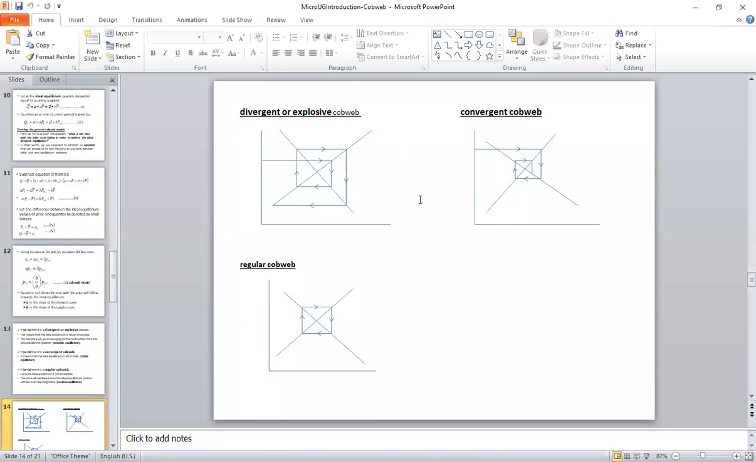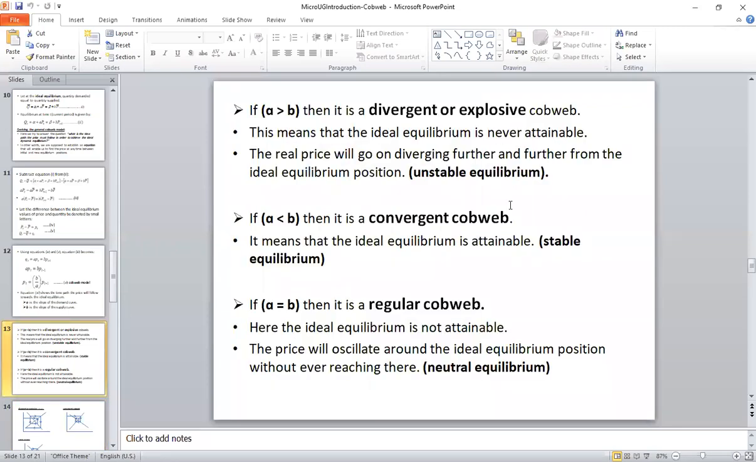And the supply curve is more elastic. So when you start, like we said here, with the price here, you see you are having a divergent cobweb because you are moving further and further away from the ideal equilibrium. So that's why we call it a divergent or explosive cobweb. We are moving away, so that means the ideal equilibrium is never attainable. So we call this unstable equilibrium in terms of equilibrium analysis.